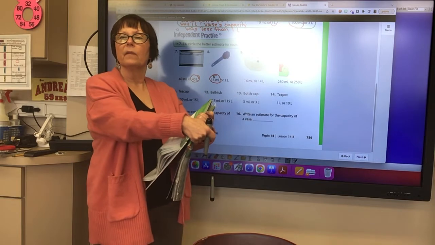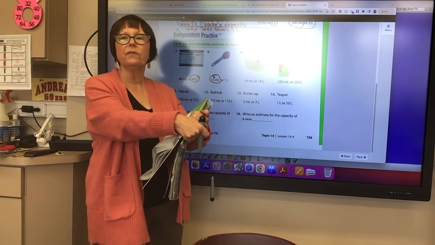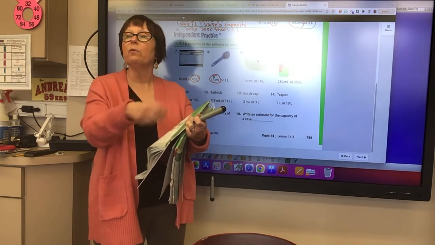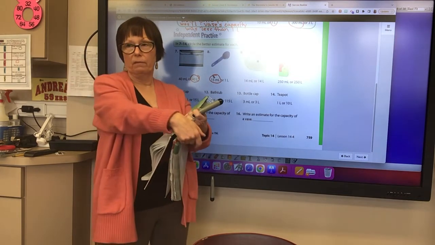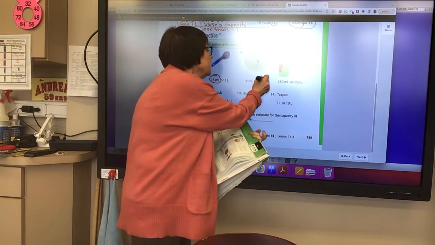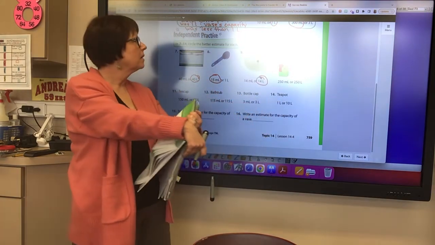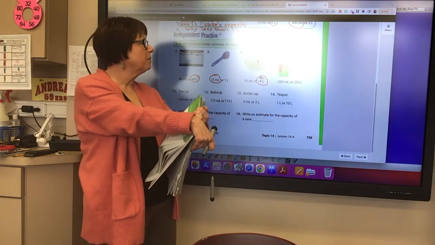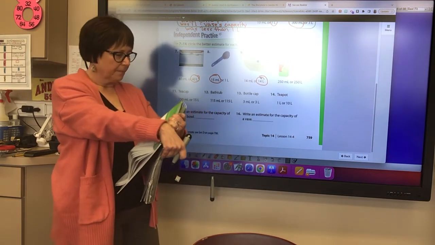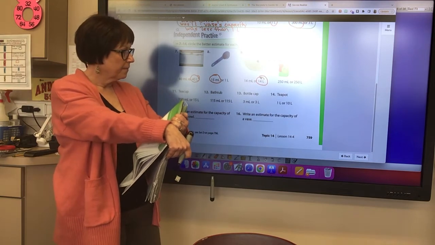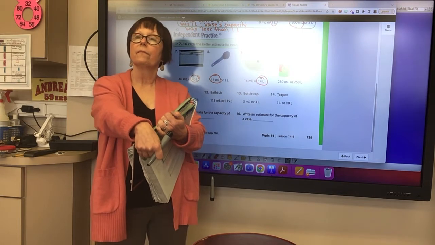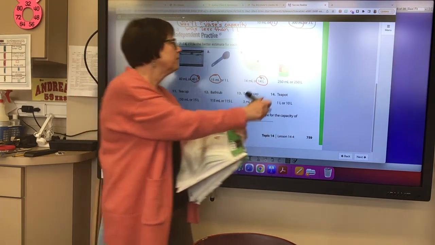No, the sink doesn't hold milliliters. Remember, 1 milliliter would be 20 drops from an eyedropper. So this would be 14 liters. A juice box, 250 milliliters or 250 liters? 250 milliliters.